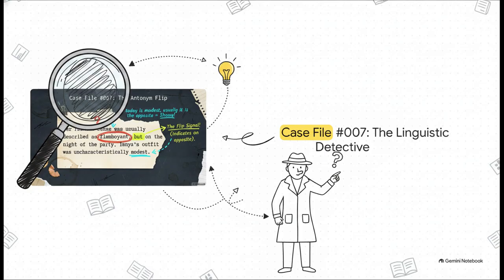Consider this classic context clue called the antonym flip. The sentence reads, "Her fashion sense was usually described as flamboyant, but on the night of the party, Tanya's outfit was uncharacteristically modest." Now, even if you don't know what modest means right off the bat, that little word "but" is your flip signal. It screams that an opposite is coming. So if she is usually flamboyant, showy, the absolute opposite must be true tonight. You just extracted a concrete fact using the clues right there on the page.